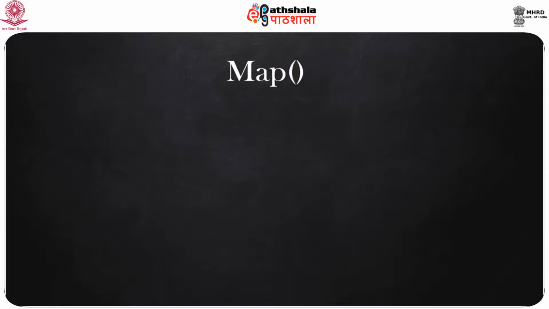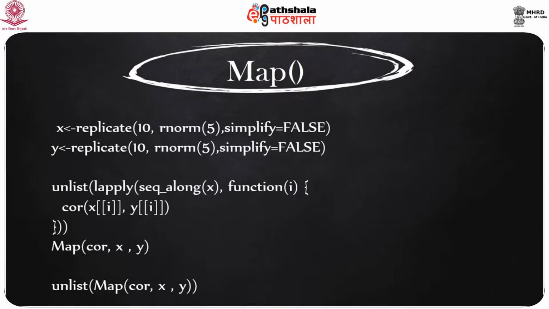Let's take up an example to demonstrate it properly. Suppose you have two lists, x and y, each containing a set of 10 samples, each of size 5. Now suppose we want to find the correlation coefficient corresponding to each of the 10 samples. How do we proceed? We can use loops here, but that has some problems as we had seen earlier. So think of how we can solve this problem using the apply family of functions.